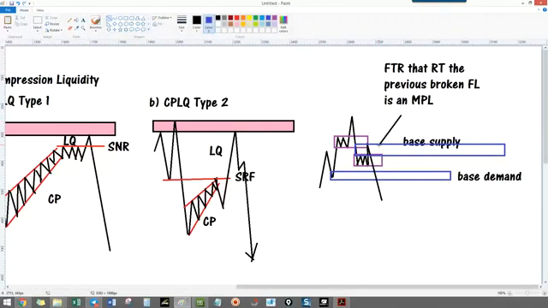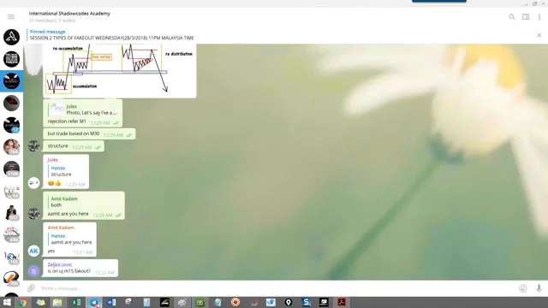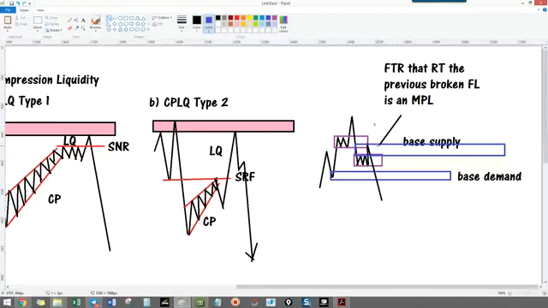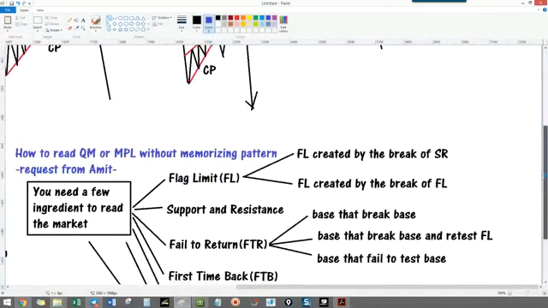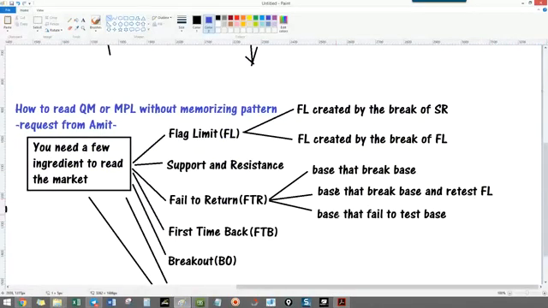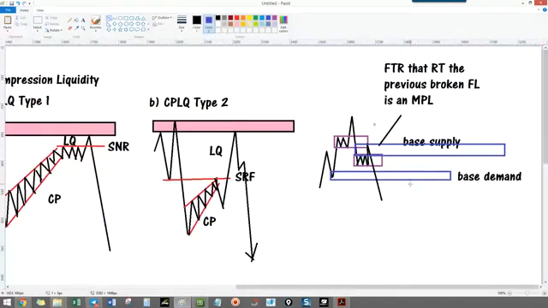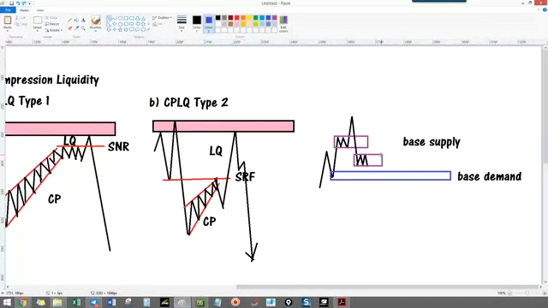If it retests inside the flat, it becomes the MPL. So we already covered the second one. Now, base that fails to test the base. You have something like this, and then it got broken. So you get an FTR there.